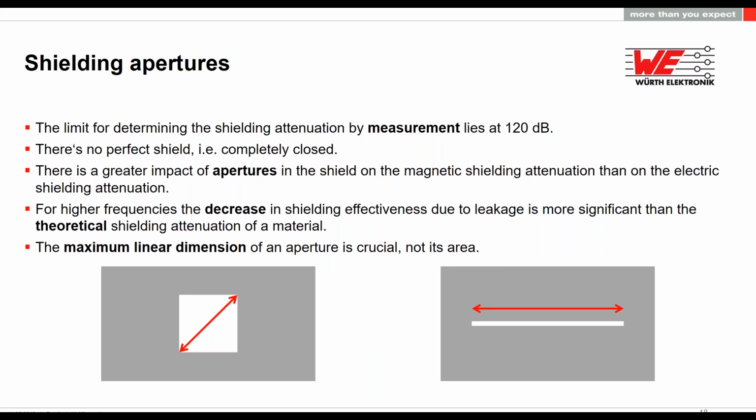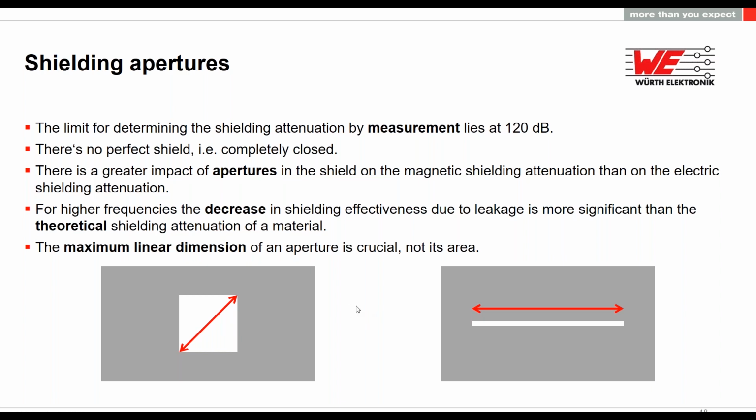This is ideal, but at the end we need ventilation for heat transfer. We also need connections with cables. We need apertures for buttons and displays. So all these apertures are undermining the shielding effectiveness of our device and our enclosure.